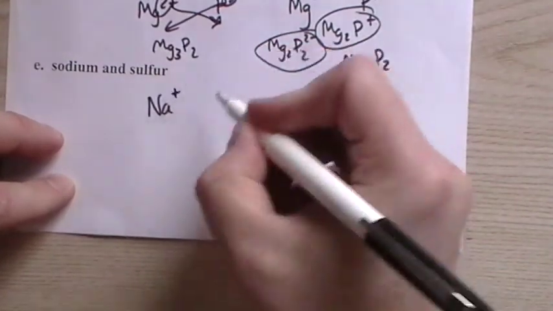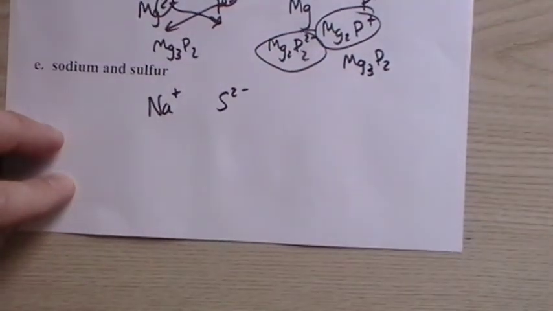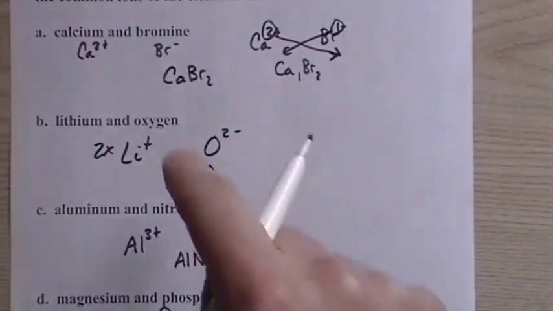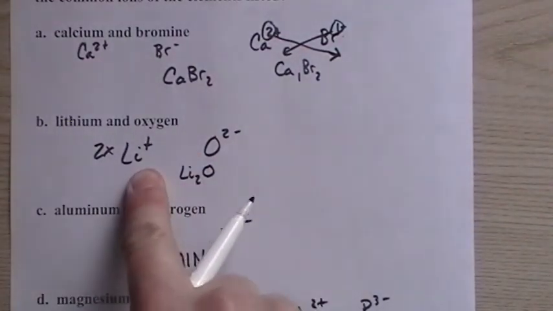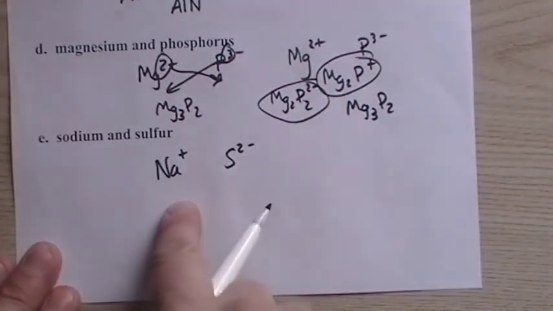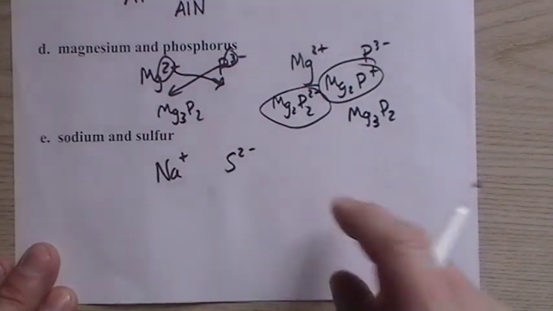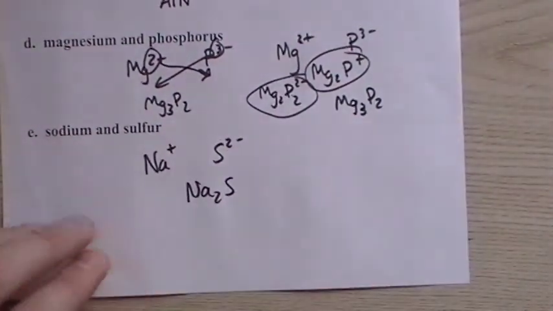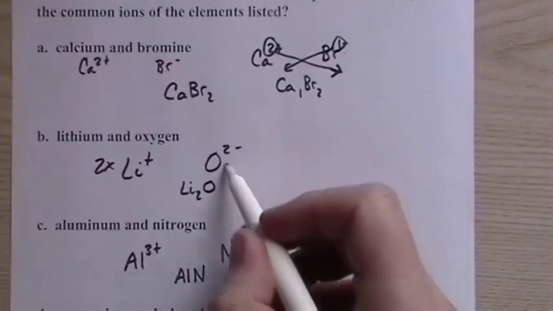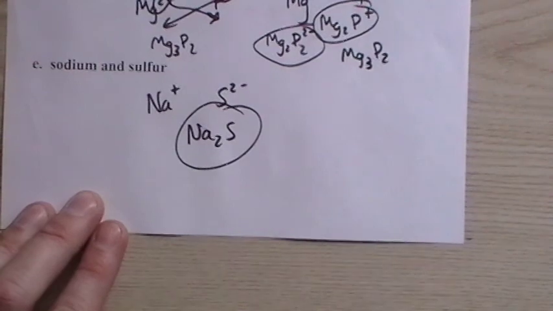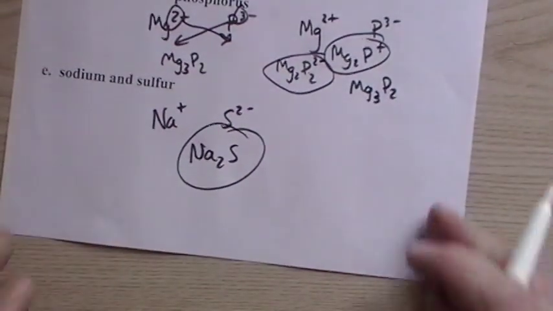Then we have sodium +1, and sulfur is -2. And actually, go up to the lithium and oxygen. Lithium is from group 1A, oxygen is from group 6A, sodium is from group 1A, sulfur is from group 6A, so you should get the same ratio, 2 to 1. So we have 2 lithiums and 1 oxygen, 2 sodiums and 1 sulfide. From the same groups, you should get that same ratio.